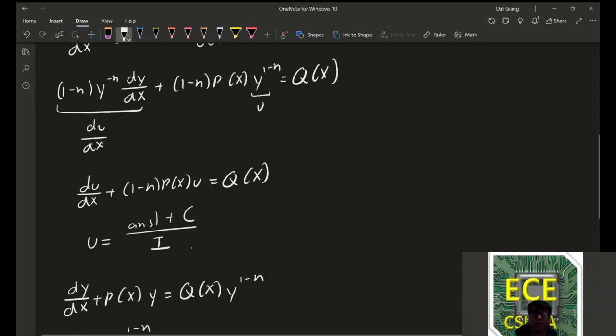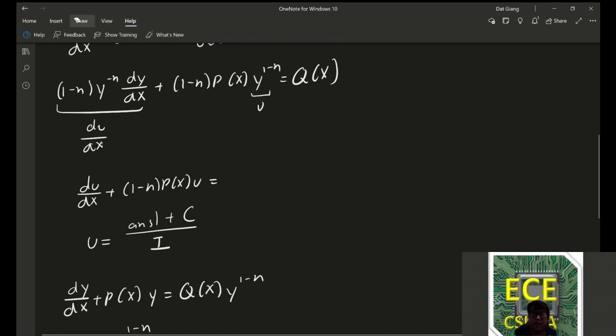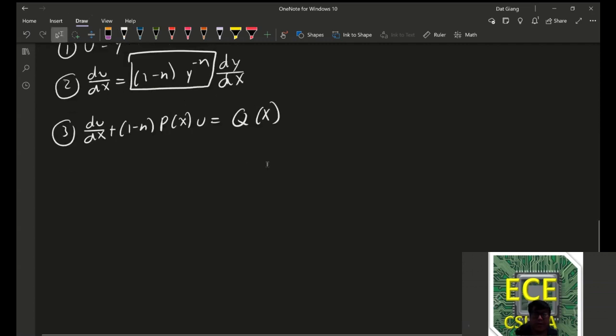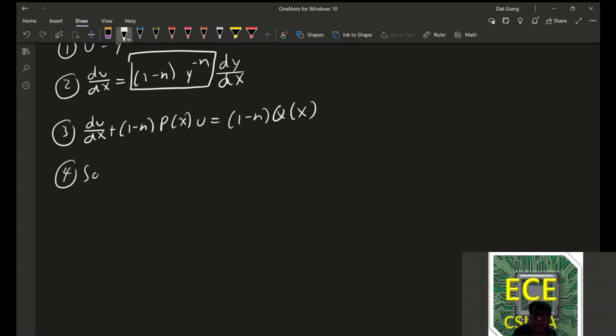Oh, sorry, I just realized something. I did an unequal operation here. It should be 1 minus n q of x. So we have 1 minus n q of x, and then we solve using first-order linear methods.